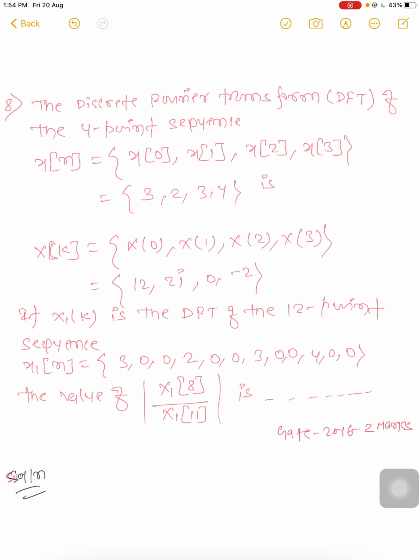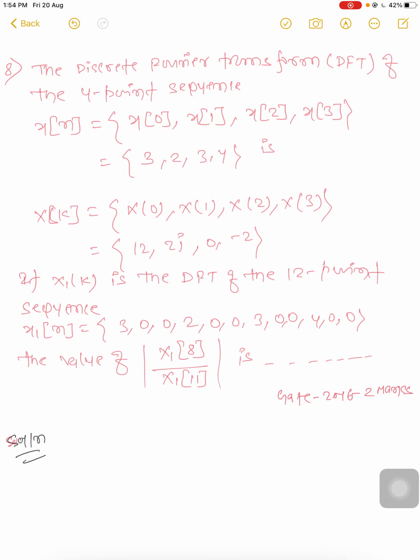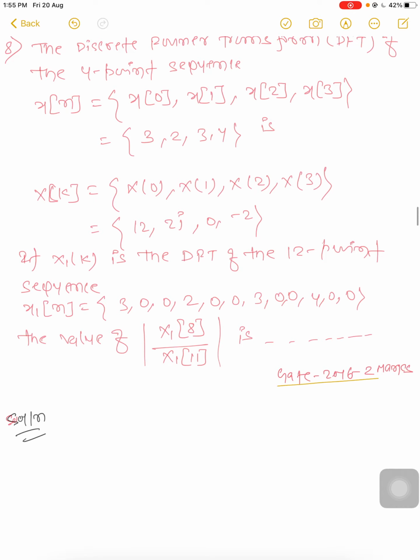Given the discrete Fourier transform DFT of the 4-point sequence xn is 3, 2, 3, 4. Okay, and Xk for xn DFT is given as 12, 2j, 0, -2. If X1k is the DFT of the 12-point sequence 3, 0, 0, 2, 0, 0, 3, 0, 0, 4, 0, 0, the value of X1(8) upon X1(11) is, means we have to find the DFT of x1n, and there we have to find the magnitude of the 8 position and 11 position division.